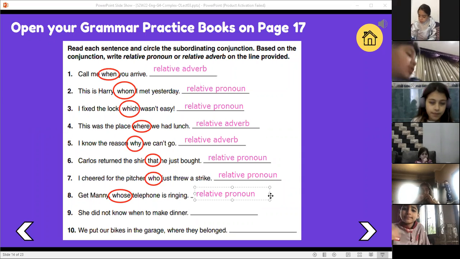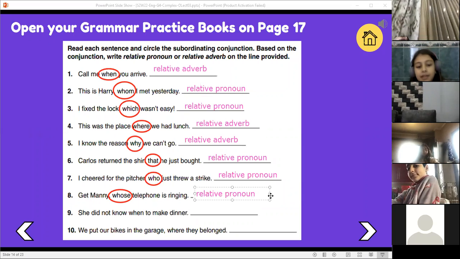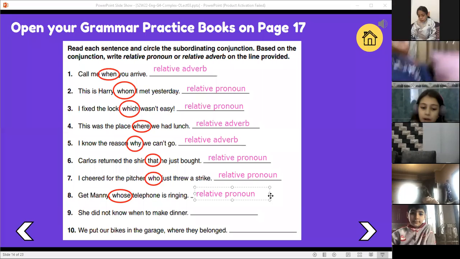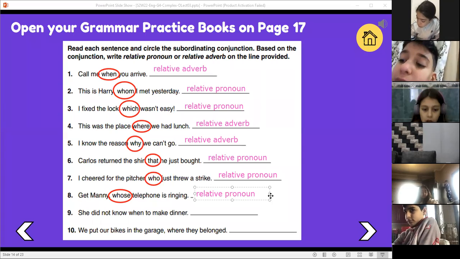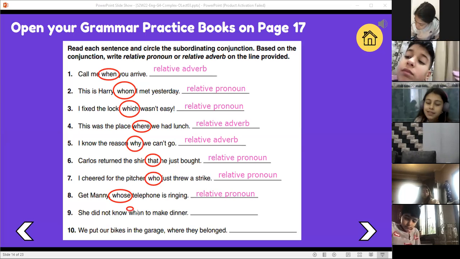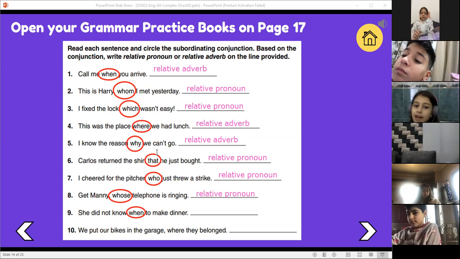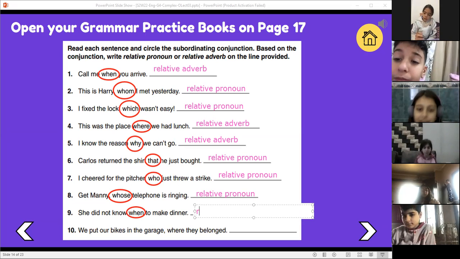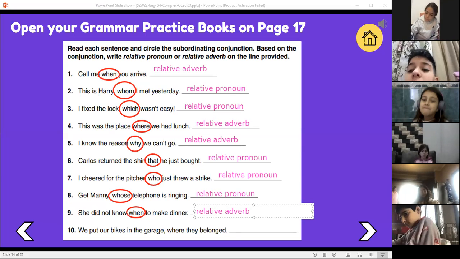Yalla Bayan, number 9, please. She did not know when to make this. Yes. We circle when, and it's a relative adverb. Yes, bravo. Relative adverb. Excellent, Bayan. Bravo.